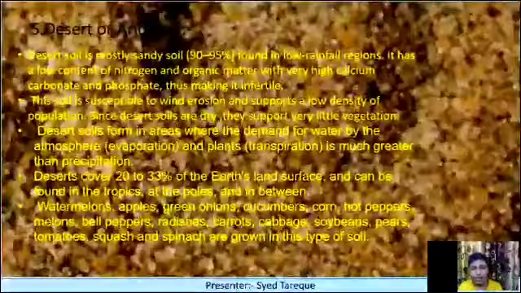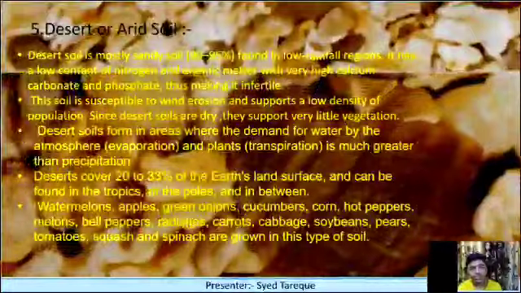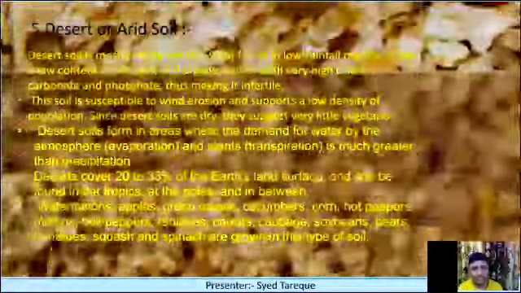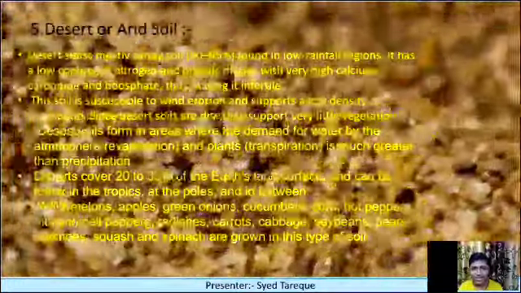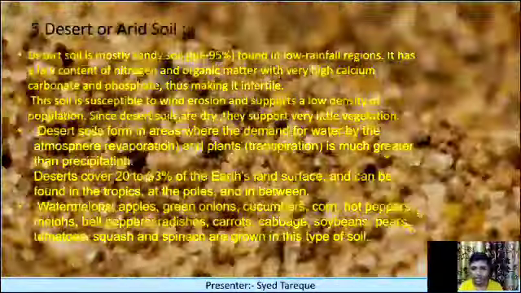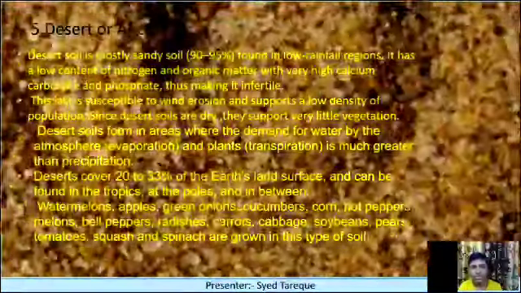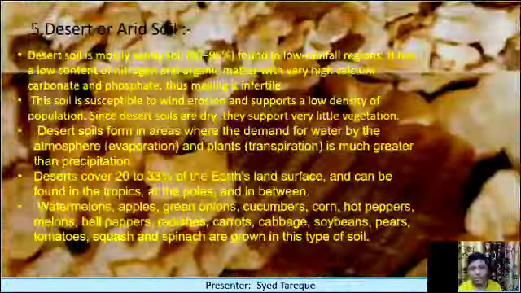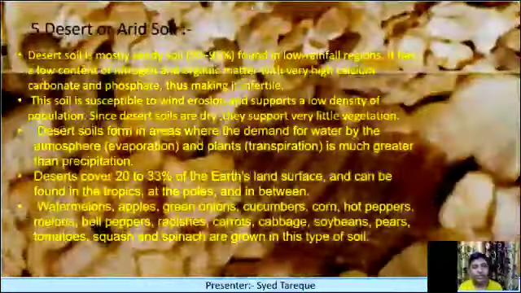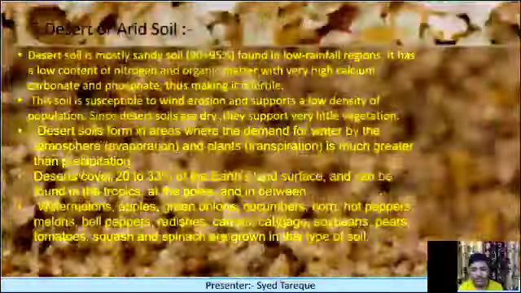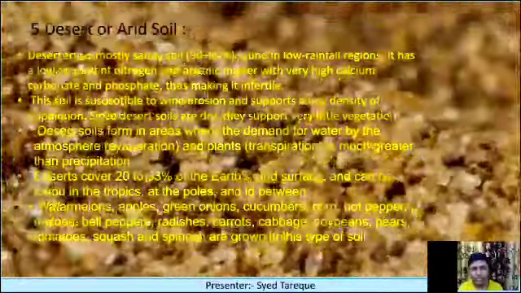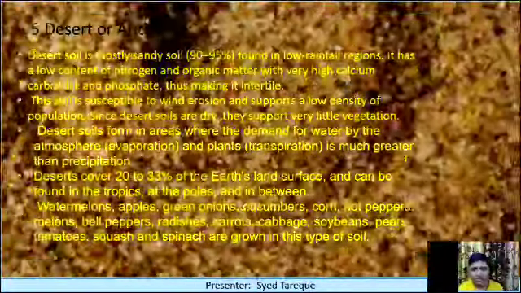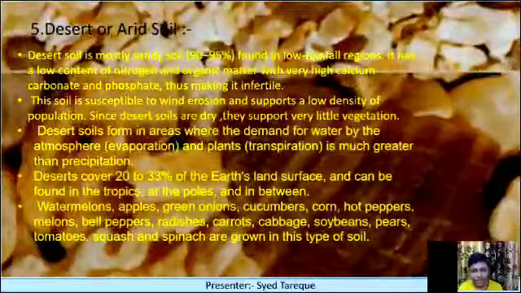Now we will talk about the last but not the least, desert or arid soil. Desert soil is mostly sandy soil, meaning 90 to 95% of it is sand, found in low rainfall regions. It has low content of nitrogen and organic matter with very high calcium carbonate and phosphate, thus making it infertile. This soil is susceptible to wind erosion and supports a low density of population. Since desert soils are dry, they support very little vegetation.